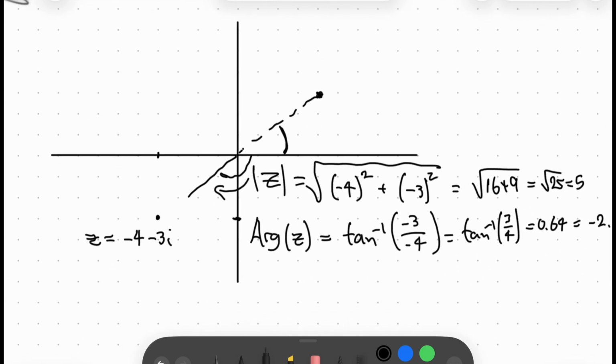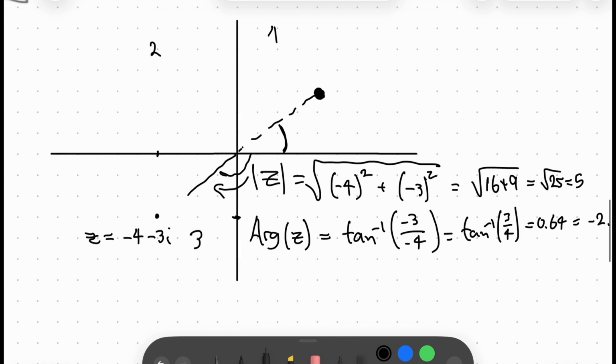For tan inverse, when we're doing this, if we're going to get an angle up in this first quadrant here, we've got quadrants 1, 2, 3, 4. If we're going to get something in 1 or 2 and we actually want it in 3 or 4, we're going to have to minus a pi. So that's something to keep in mind.